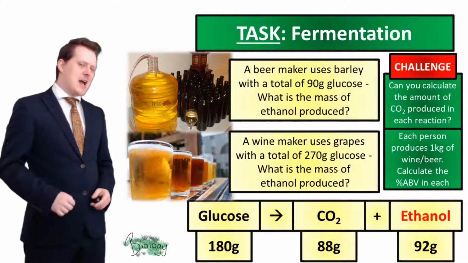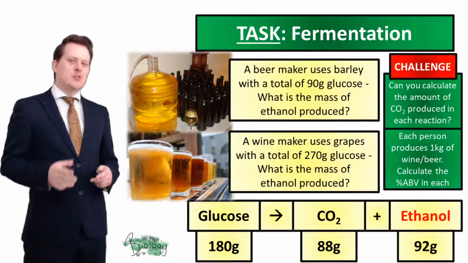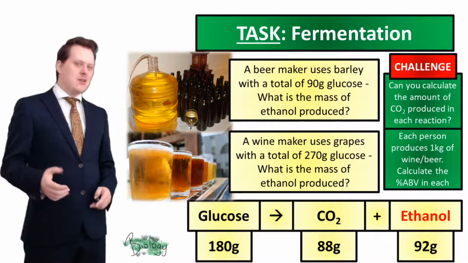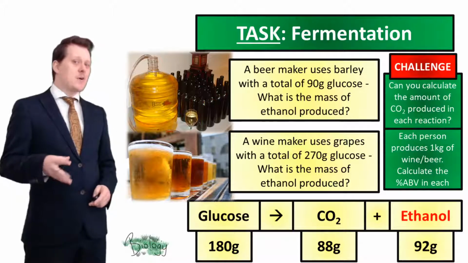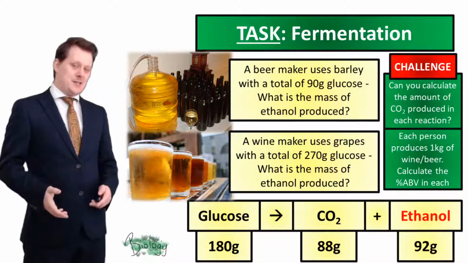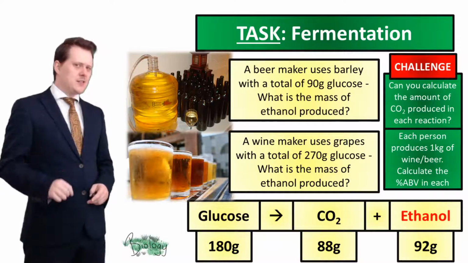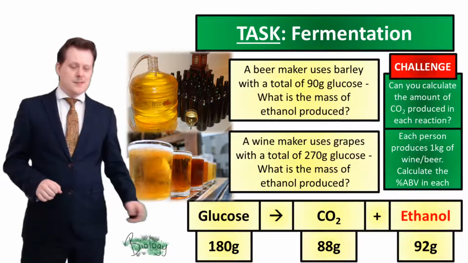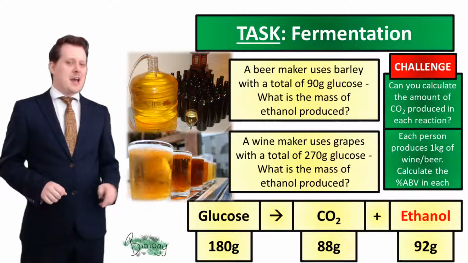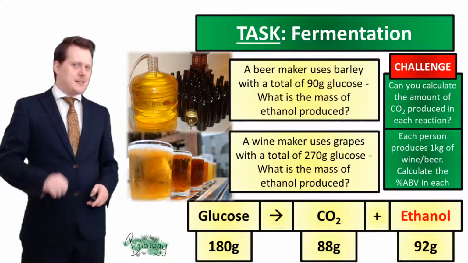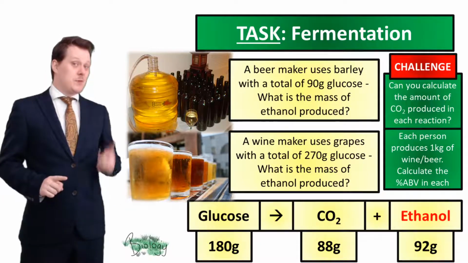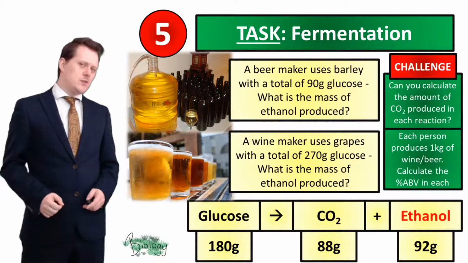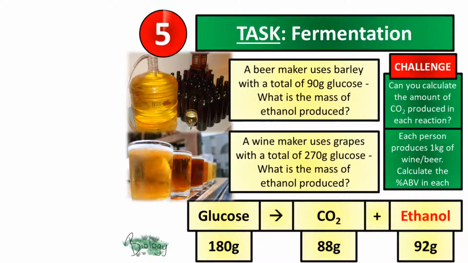And if you want a super challenge, each of these people are going to produce 1 kilogram of wine or beer. Can you calculate the percentage alcohol by volume in each? A bit of a hint to get you started. This 90 grams is half of 180 grams. So what's going to happen to the amount of carbon dioxide and ethanol produced? I'm going to put 5 seconds on the clock, and if you need more time, pause the video, and when you're finished, we'll go through the answers together.